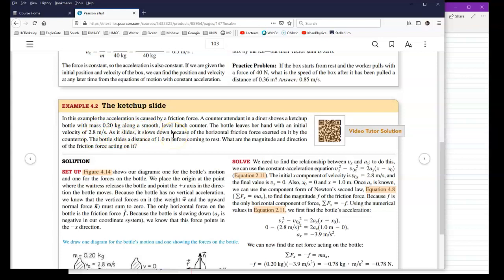There we go. We have deceleration. Again, deceleration, we always refer to it as acceleration for both. Whether it's slowing down or speeding up, we just call it acceleration. So as it slides, it slows down because of the horizontal friction force exerted on it by the countertop. Eventually it's going to stop, right? Okay, the bottle slides a distance of 1 meter before coming to rest. What are the magnitude and direction of the friction force acting on it?